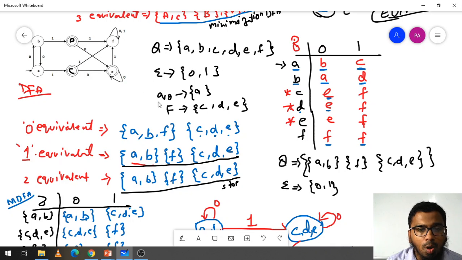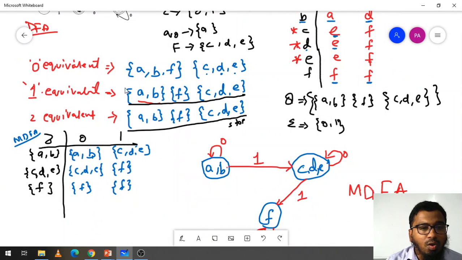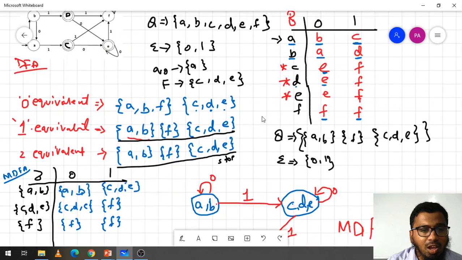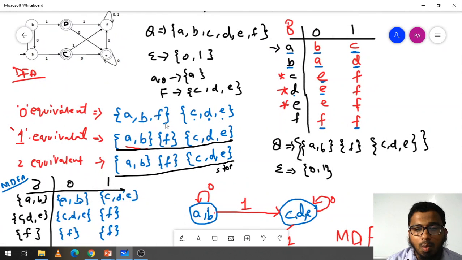Sigma is 0, 1. Q0 is A, F is C, D, C, D, E, final state. And here we make a transition table for that. The main important thing is we need to check the equivalent A, B, F. First step, what is the first step?